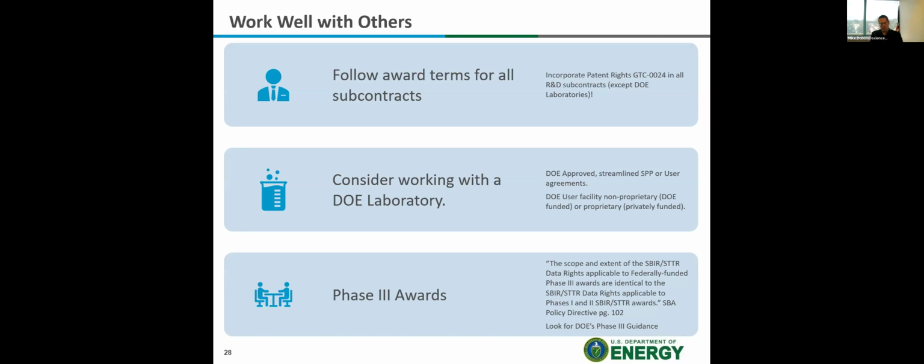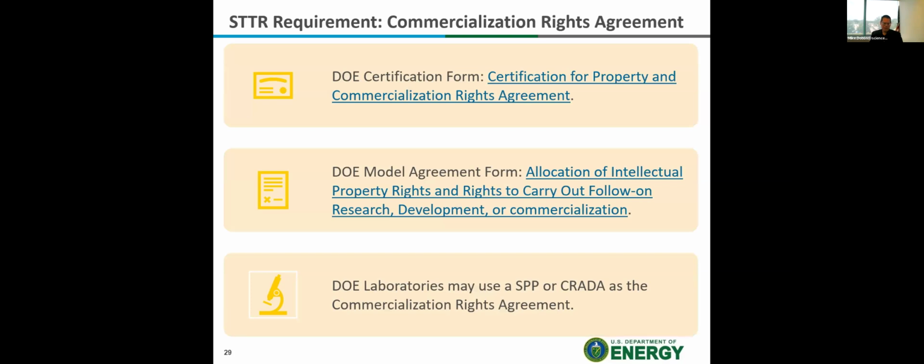For the SBIR and STTR programs, we've developed take-it-or-leave-it standard agreements to streamline this with our laboratories as much as possible, having terms that fit for the SBIR program and for the laboratory management. And Phase 3, I heard Eileen mention that we do have some guidance on that. It is something important to keep in mind, the Phase 3 rights you have. There have been, as of late, quite a few questions on STTR requirements. When you get there, there's a commercialization rights agreement. As part of the awarding process, there's a certification form. Model agreements with our labs.